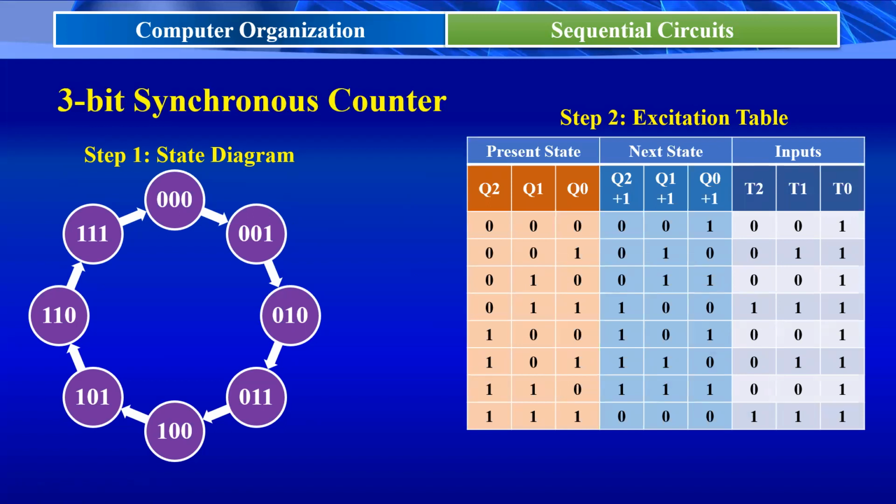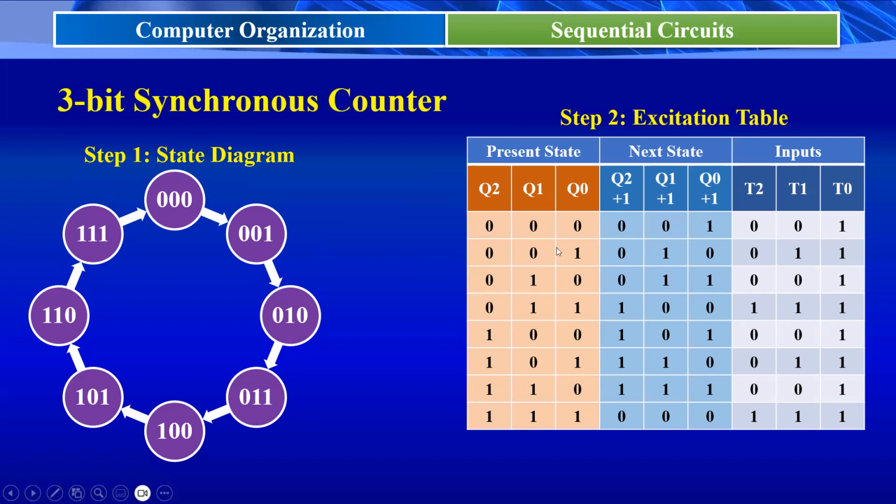I would like to design this counter by using T flip-flops, so my flip-flop inputs are T2, T1, T0. The present state of the T2 flip-flop is Q2 and the next state is Q2 plus 1. Present state of T1 flip-flop is Q1, next state is Q1 plus 1. Present state of T flip-flop 0 is Q0 and next state is Q0 plus 1. See here, this is my present state 000, next state is 001.